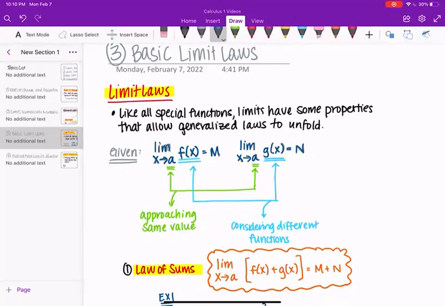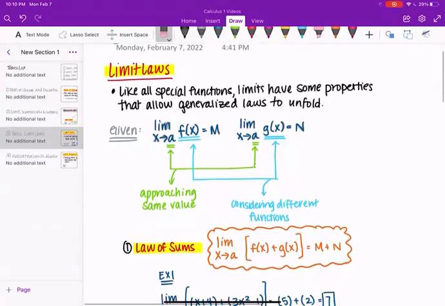Before we jump into that, it's super important to note the similarities and differences between these two things. What we're not doing is comparing the limit as x approaches a of f of x with the limit as x approaches b of f of x. That's not what we're doing here. What we're doing is comparing two functions as x approaches the same value.